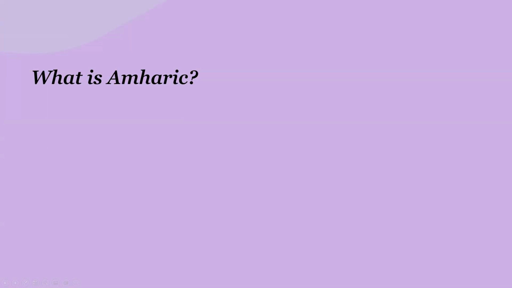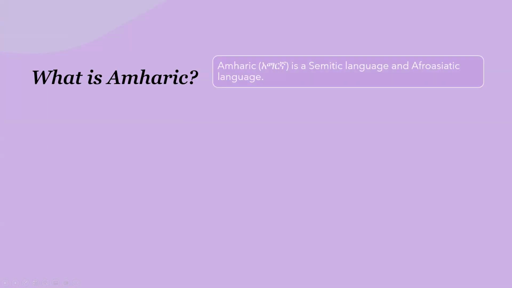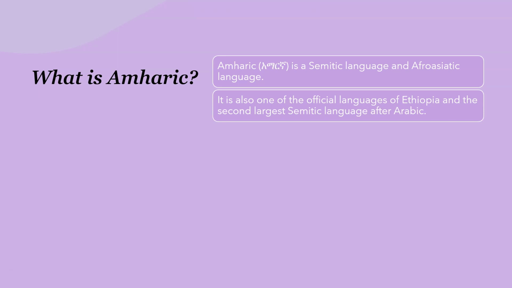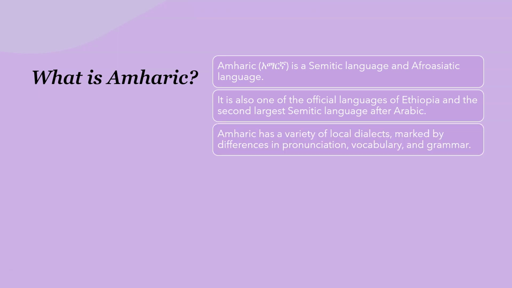So what is Amharic? Amharic, or Amharinya, is a Semitic language and is also an Afro-Asiatic language. It is also one of the official languages of Ethiopia and the second largest Semitic language, right after Arabic. Amharic has a variety of local dialects. These are marked by the differences in pronunciation, vocabulary, and grammar.